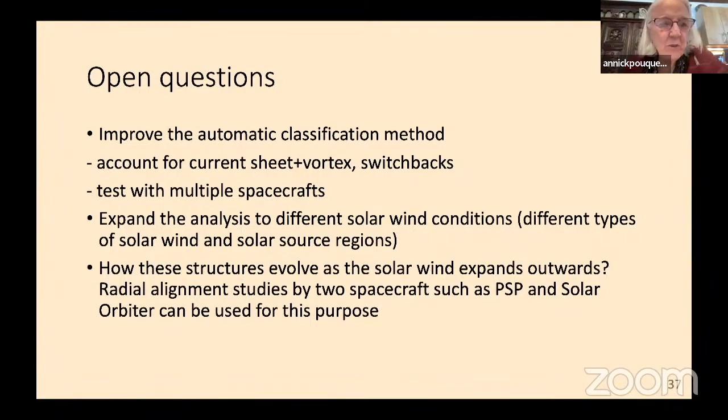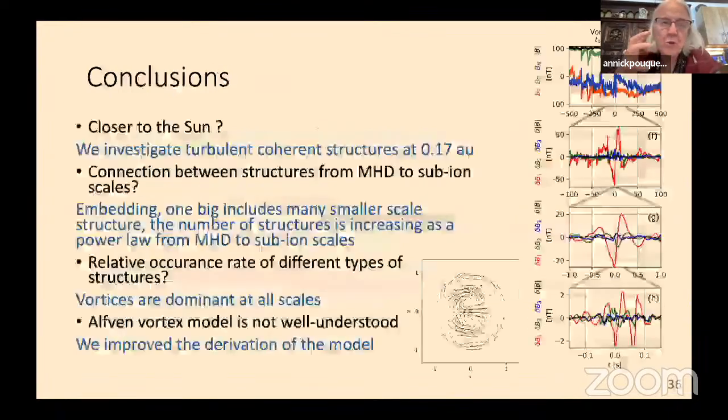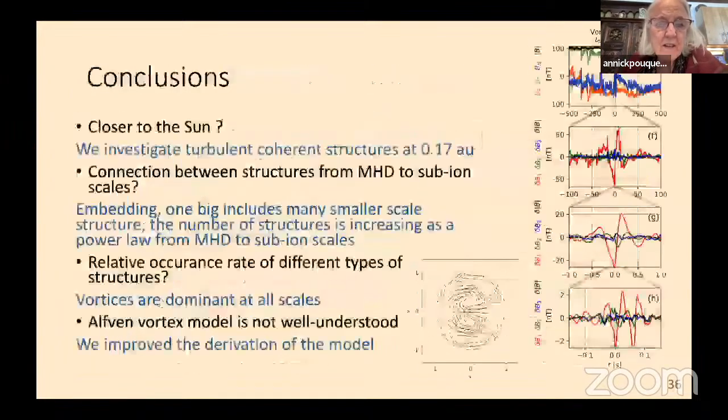I want to congratulate the speaker for this presentation. It's very clear. I am also quite intrigued when you say that current sheets are very few and far between. That tickles my curiosity. And I was wondering, when you show the Alfvén vortex, don't you think that within the Alfvén vortex there is a current sheet?